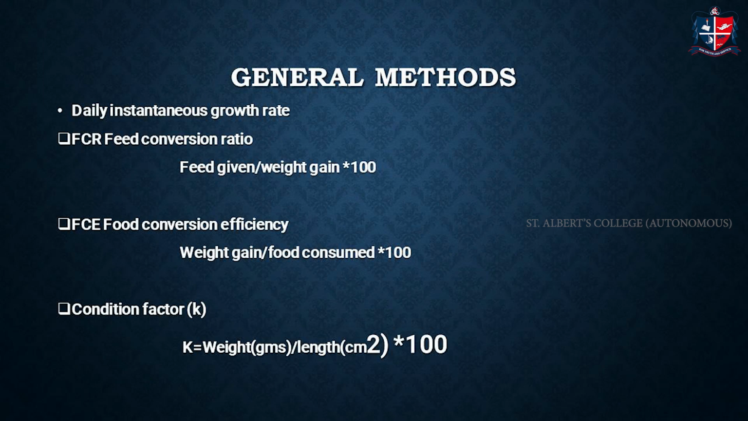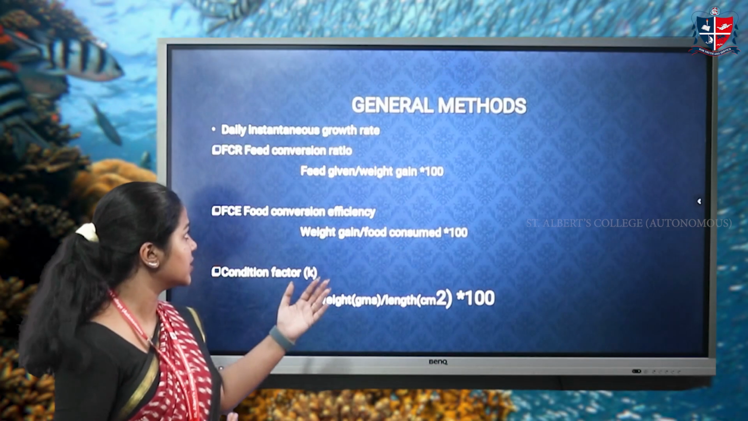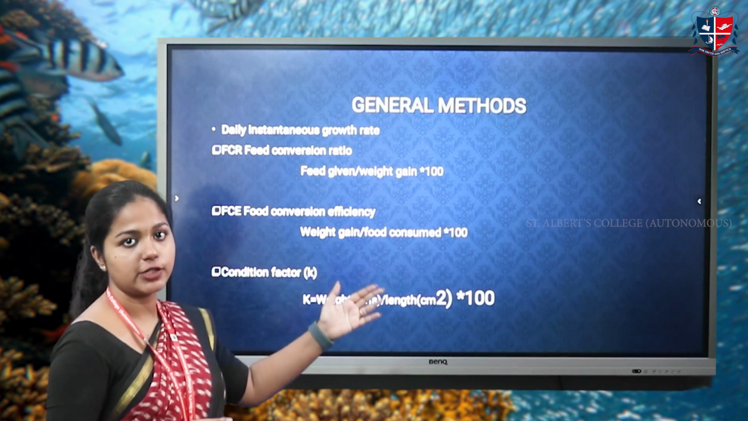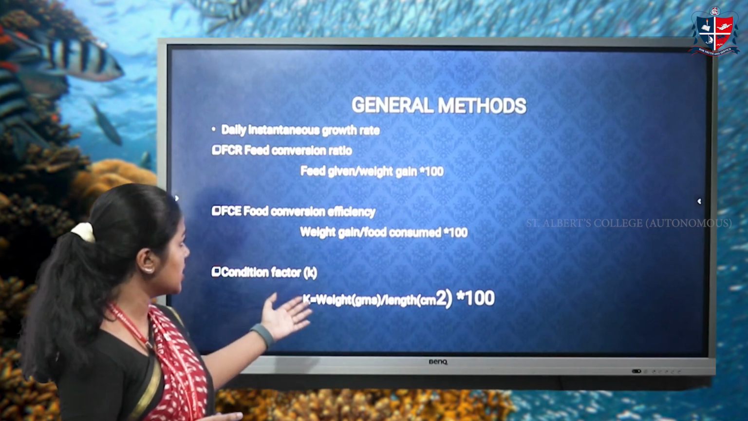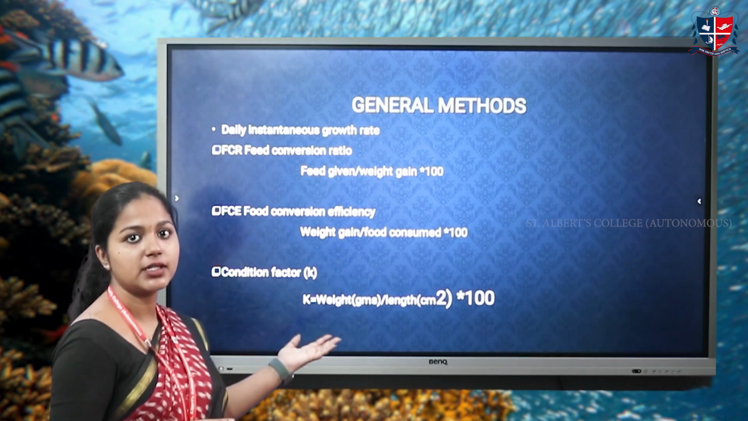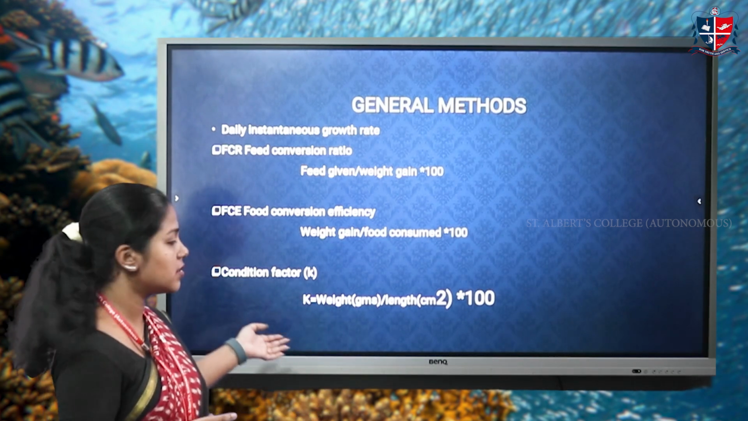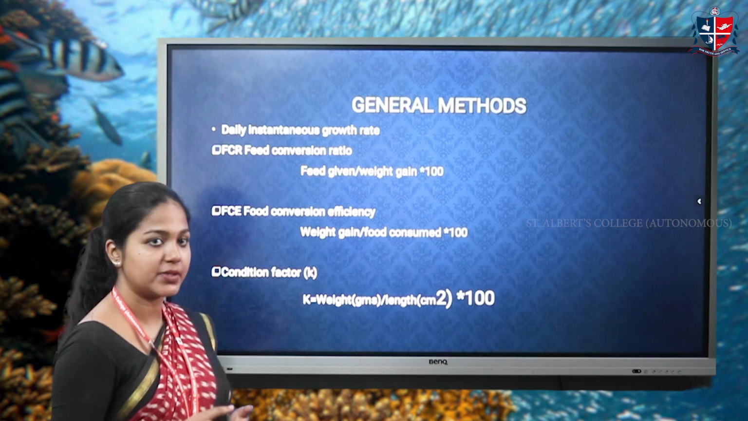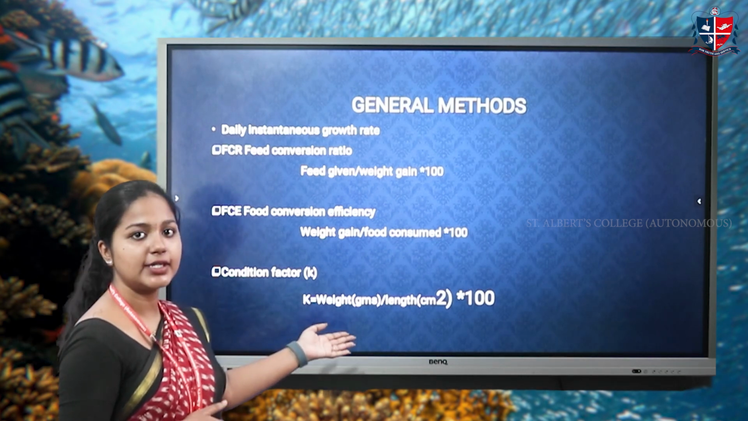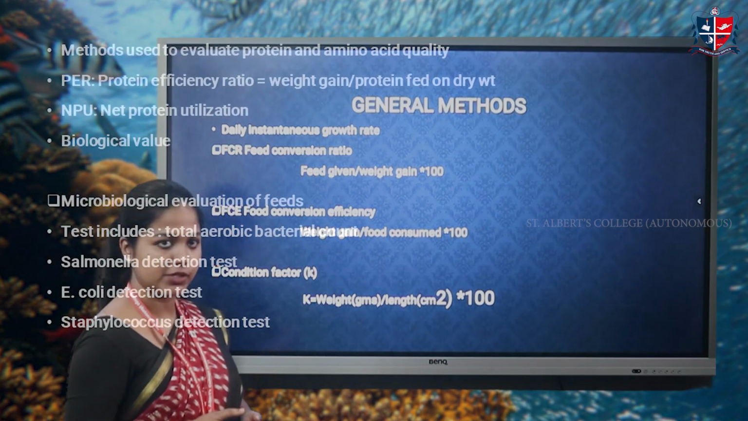So general methods are here, and first one is FCR, feed conversion ratio, which is the feed given to the weight gain into 100. Then FCE, food conversion efficiency, which is the weight gain into feed given or food consumed times 100, and condition factor, which is denoted by a capital letter K, and which gives the weight to the length in centimeter cube times 100.